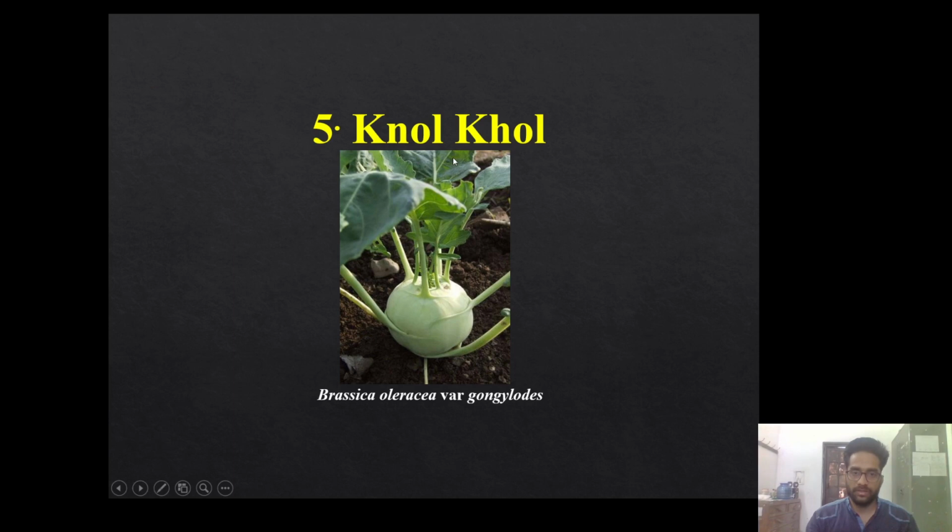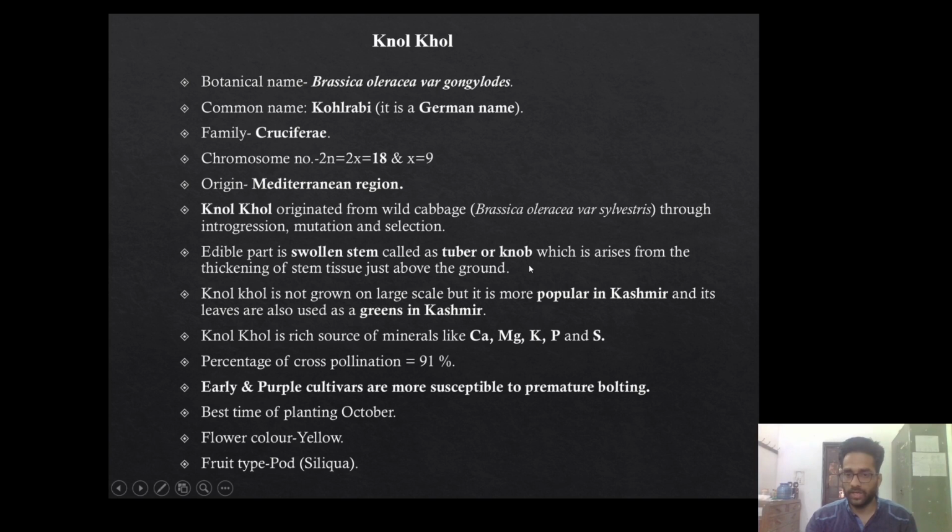Next cole crop is knol khol, which is Brassica oleracea var. gongylodes. Please remember the name, botanical name, and unique things. Their varieties are important. The edible part of knol khol is the swollen stem, which is known as tuber or knob. Knol khol is not grown on a large scale, but it is very popular in Kashmir. Leaves are also used as greens in Kashmir. It is a rich source of calcium, magnesium, potassium, phosphorus, and sulfur.